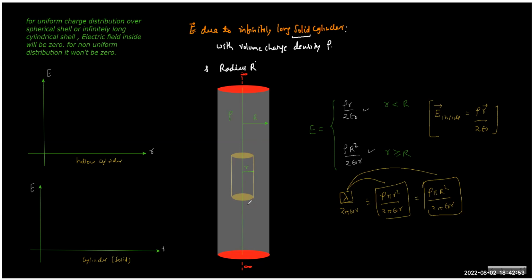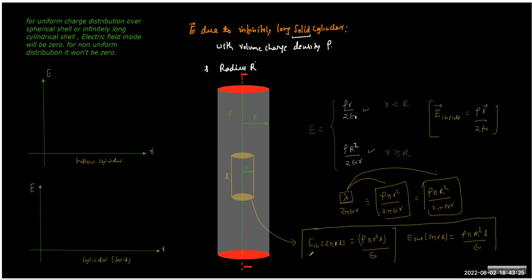So those who have not derived, let me draw this. E inside into 2 pi RL. The same strategy: the Q enclosed is pi r square h upon epsilon naught. You can do it this way, you will get the answer. And for E outside into 2 pi RL, the charge enclosed will be only up to the capital R radius. I hope you are getting the idea why these are the answers.